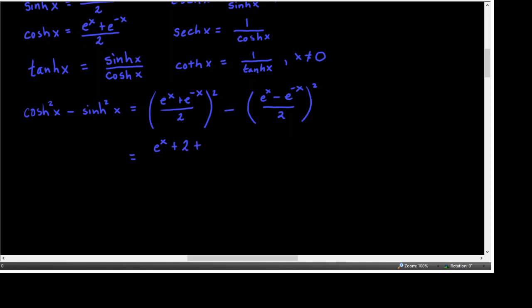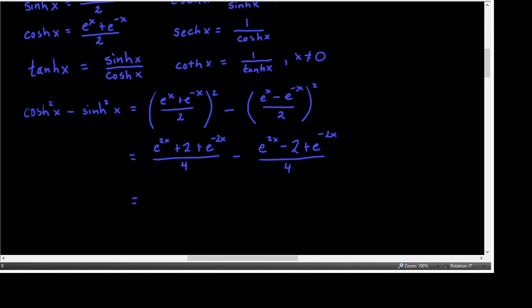oops, I forgot something. I messed up. I'll just back up. That's e to the 2x because we get that squared, plus 2 plus e to the negative 2x, and over 2 squared is 4. And this one becomes, well, I don't need that parenthesis, I guess. E to the 2x minus 2 plus e to the negative 2x, all over 2 squared, which is 4.